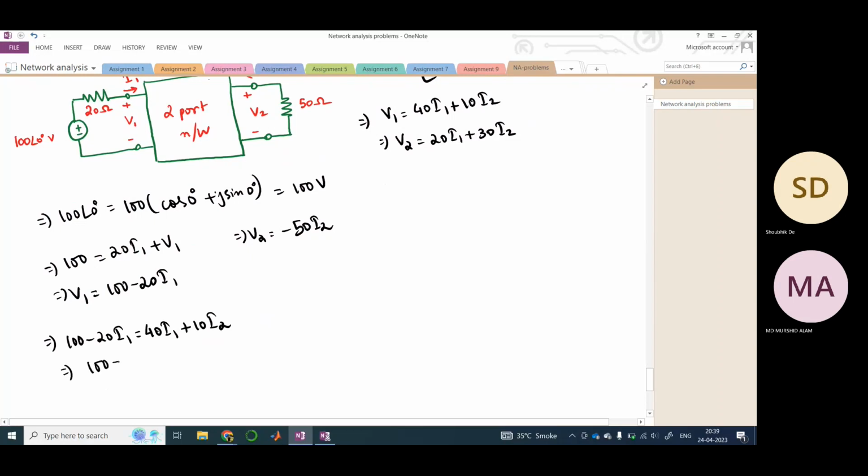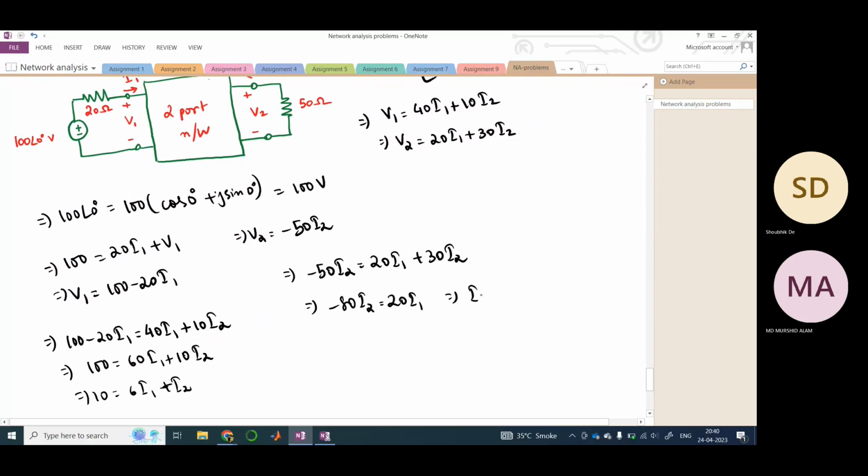So this would be how much? 60 I1 plus 10 I2. This would be 10 equals to 6 I1 plus I2, right? And the other equation, so substituting minus 50 here, so this would be minus 50 I2, 20 I1 plus 30 I2, and this would be 80 I2, 20 I1. So I1 is nothing but minus 4 I2.